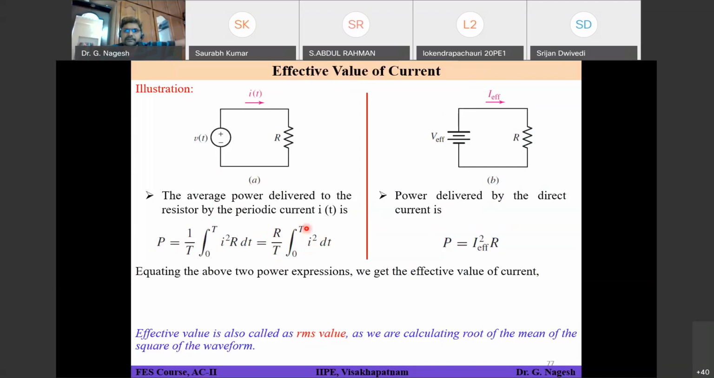Next, the second part is to consider the same resistor and apply a DC voltage.